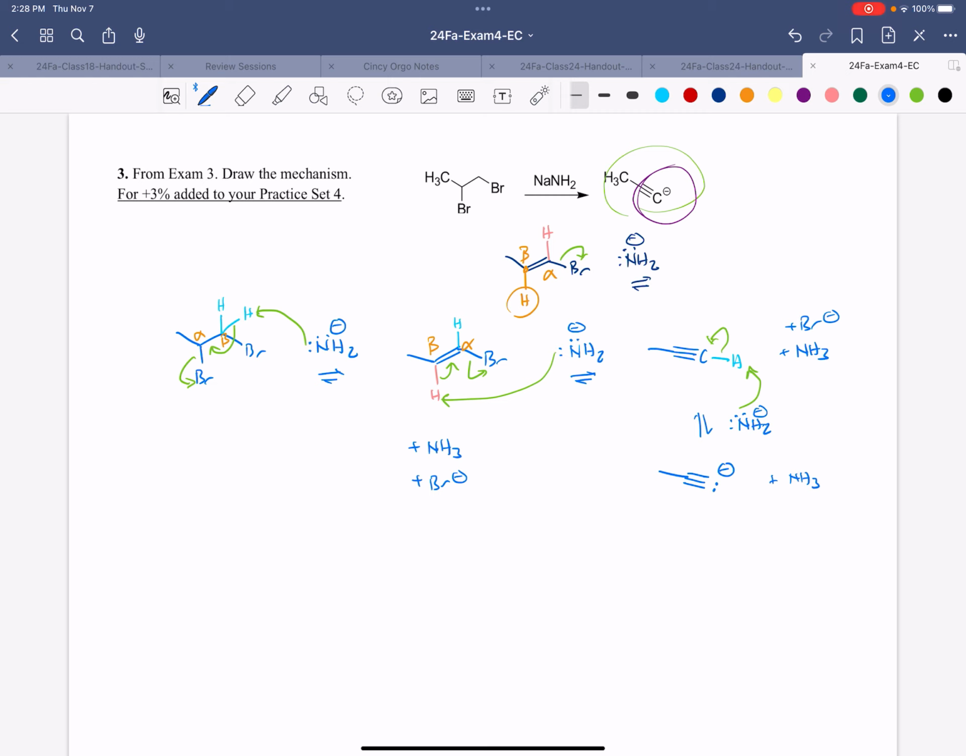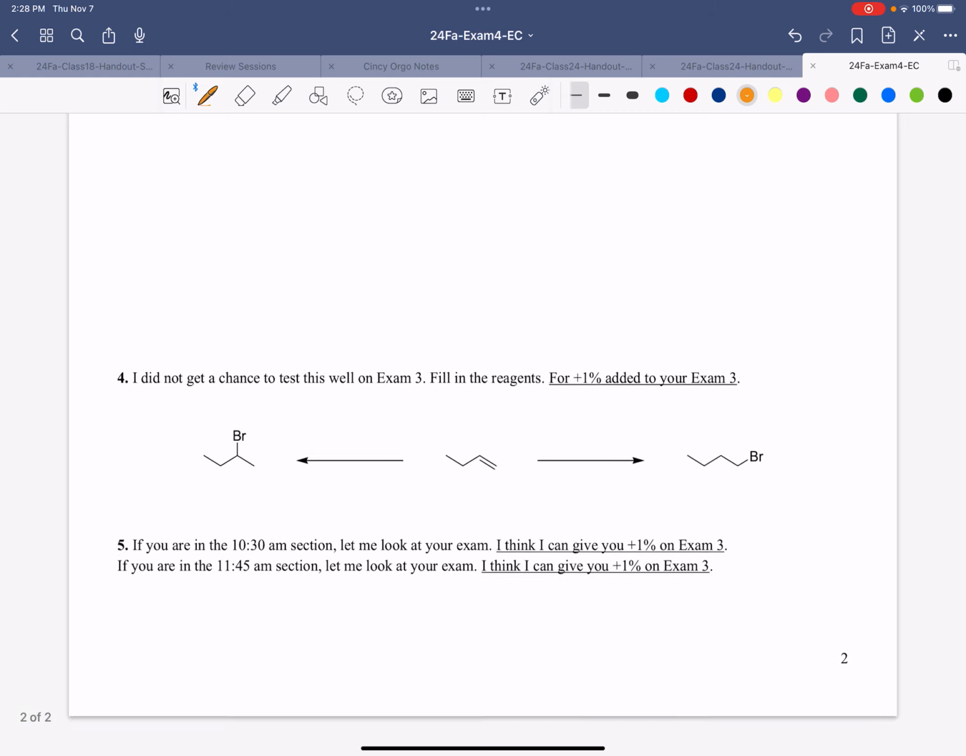This is good if you're able to do this, because now we can start adding points to your practice set 4. And this is worth 3 points. Oh boy. Okay, we're almost there.